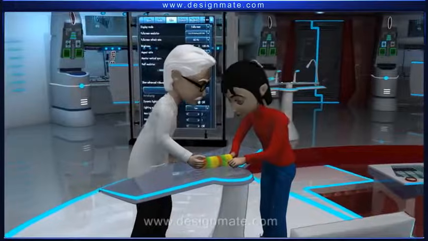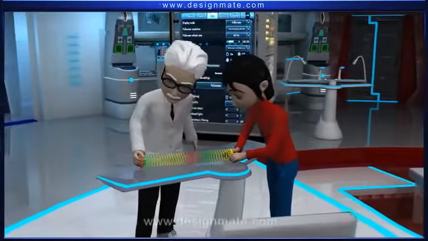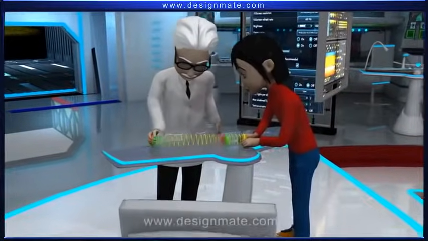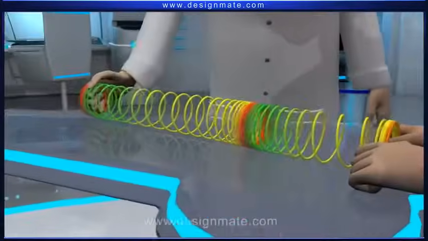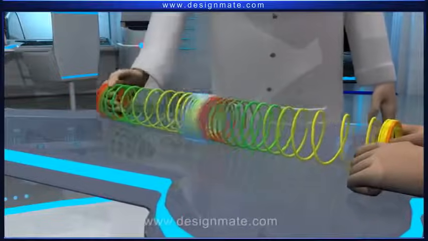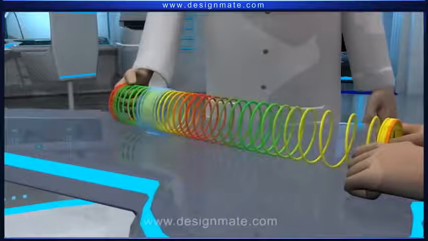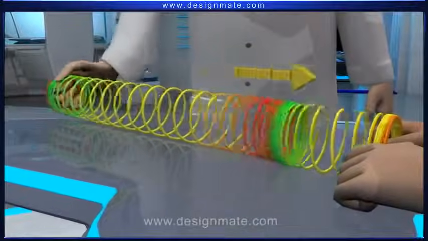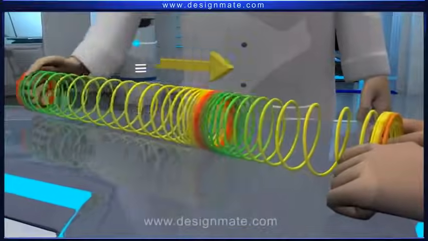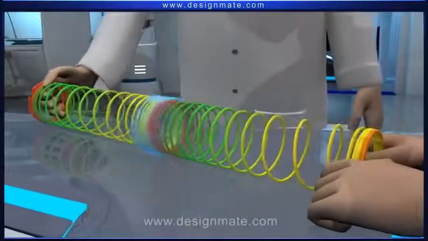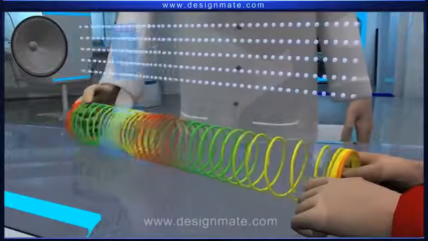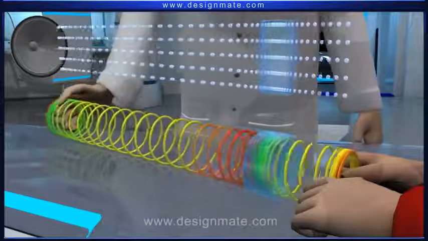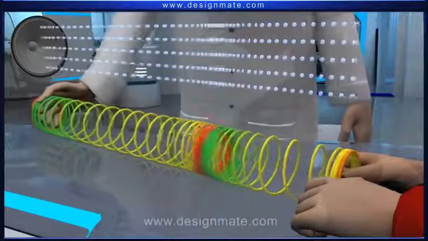Emily is holding one end of the slinky, while Dr. Zook is pulling its other end towards himself and then pushing it towards Emily. Watch closely and you will notice that some of the coils crowd close together and then slowly move farther apart. This is because the vibrations are parallel to the direction of the wave. If the wave moves from right to left, then the particles also vibrate from right to left. This is a longitudinal wave.